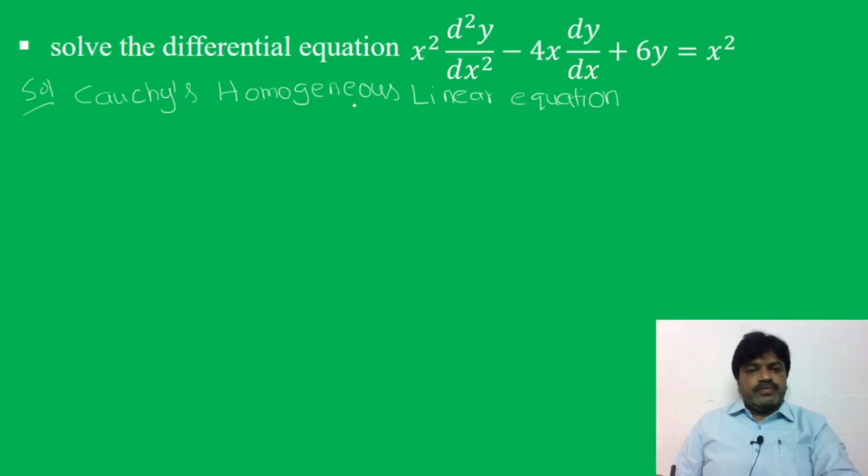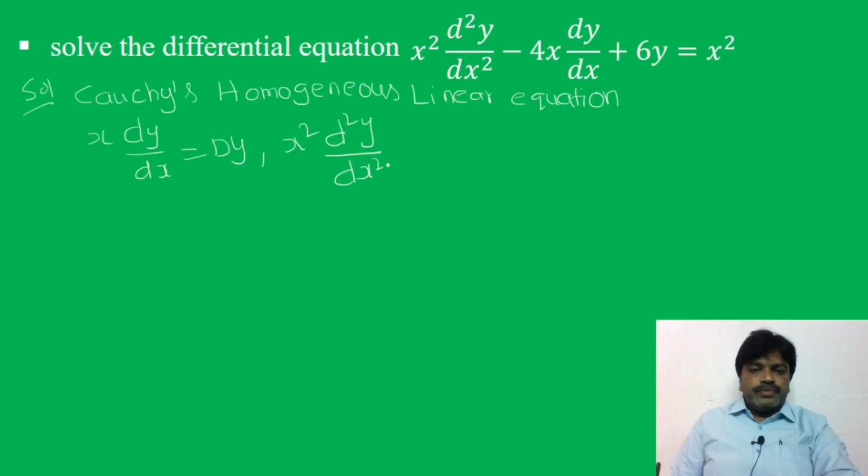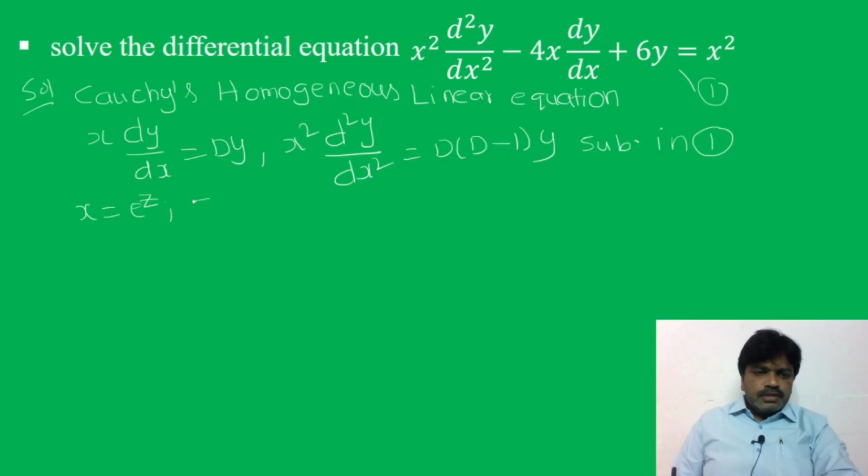First observation is that, friends, we know the x into dy by dx value. What is the value? Exactly, dy. And we know the x square d square y by dx square value. What is it, friends? D into d minus 1 into y. So substitute these in the equation, say this is 1. And what is the suitable substitution here, friends? x is equal to e power z, and z is equal to log x.